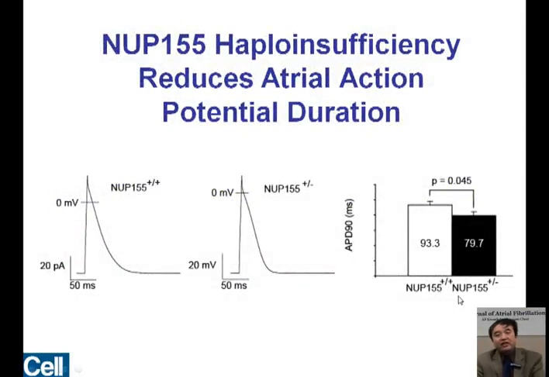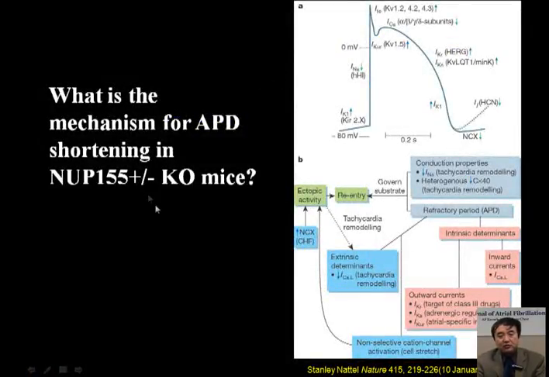Next, we tried to find a cellular mechanism for the AF in loop155 knockout mice. So in this case, we isolated cardiomyocytes from mice and recorded action potential durations. Compared to the wild type mice, loop155 heterozygous knockout mice had significantly shortened APD. So what is the mechanism for APD shortening in loop155 heterozygous knockout mice?